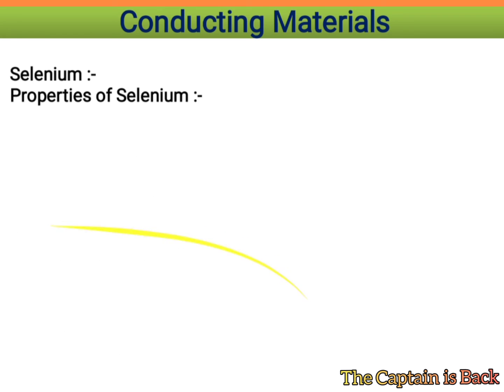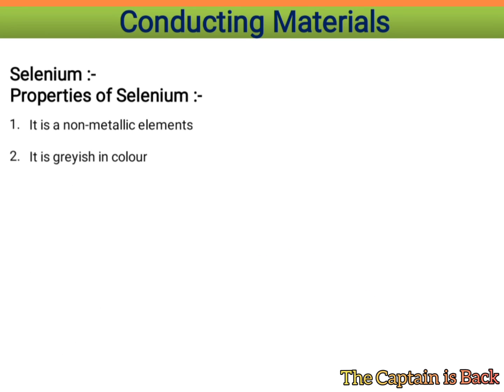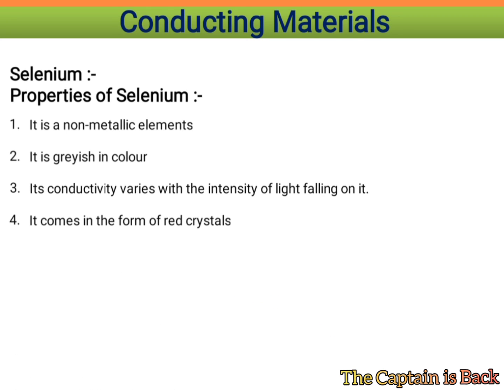Properties of selenium. It is a non-metallic element. So you have to remember it is a non-metallic element. It is grayish in color. Its conductivity varies with the intensity of light falling on it. Depending upon light, its conductivity will change. It comes in the form of red crystal.